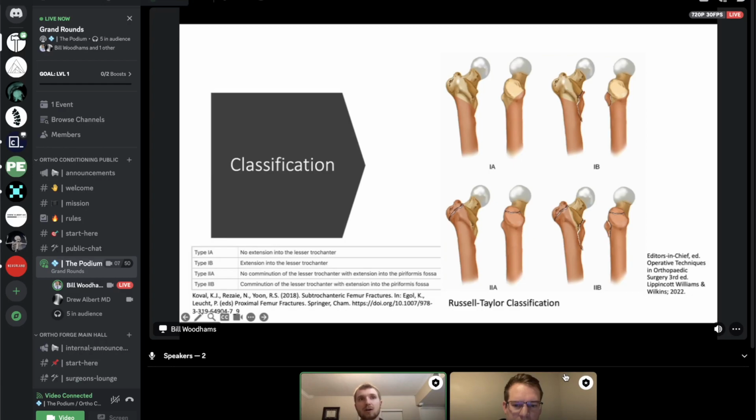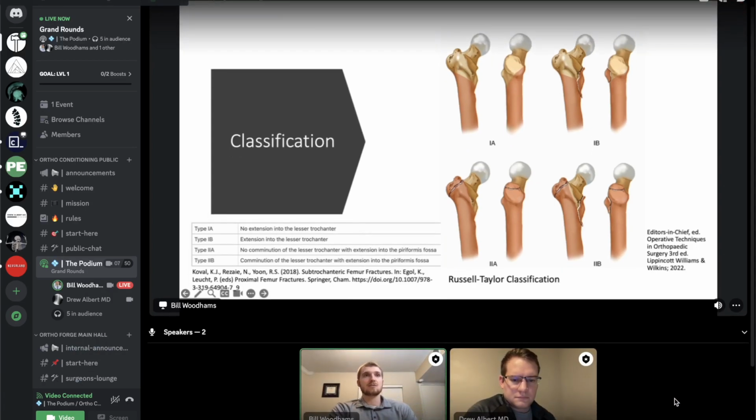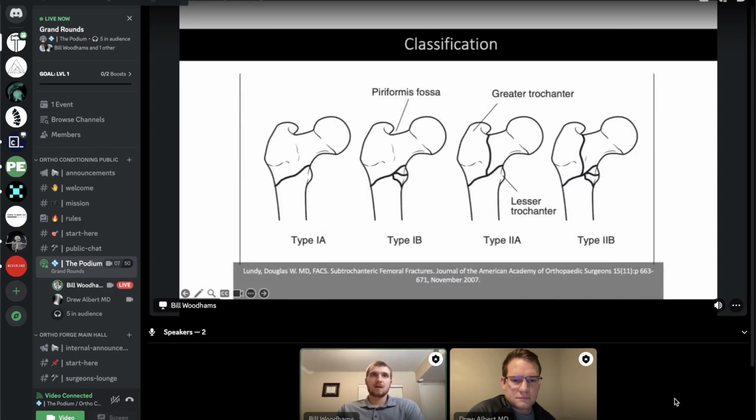But then you're going to have a type 2 fracture as well, and the type 2A is not going to involve any comminution of that lesser trochanter, but it will extend into the piriformis fossa. But the type 2B becomes even worse because you get a comminution of the lesser trochanter with extension into the piriformis fossa. And on this next slide, I think this one does a really good job of illustrating it.